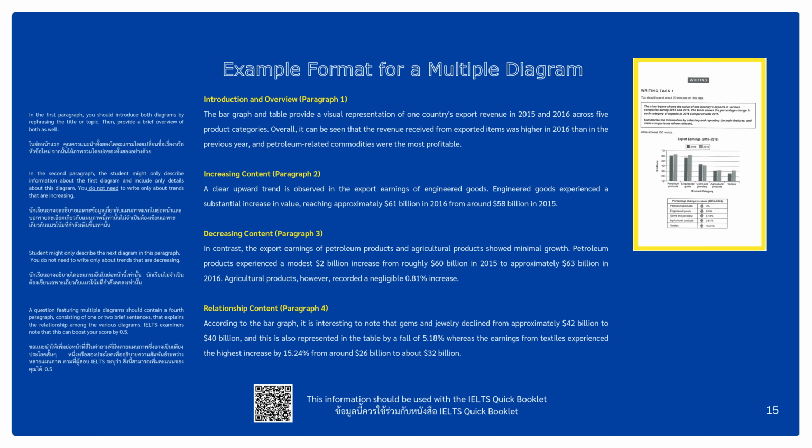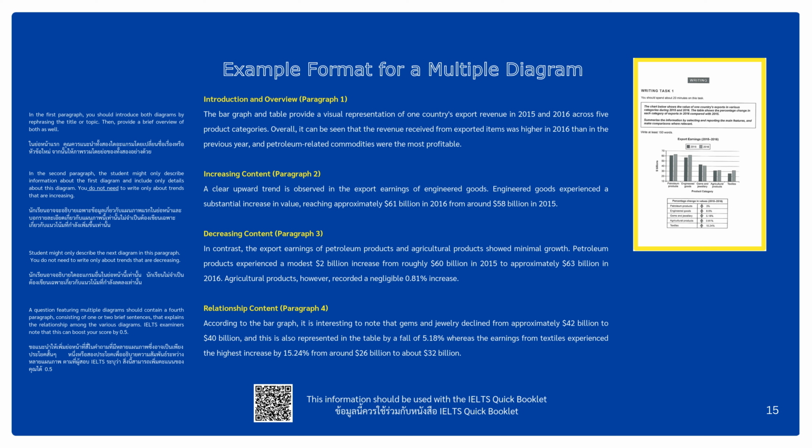In the first body paragraph, focus on the main trends or increases. For instance, describe the significant rise in export earnings for engineered goods, which increased from around $58 billion to $61 billion in 2016. This would highlight a clear upward trend. In the second body paragraph, you'll focus on decreases or more stable trends. For example, mention how petroleum products showed a modest increase from $60 billion to $63 billion, and agricultural products had a negligible growth of just 0.81%.